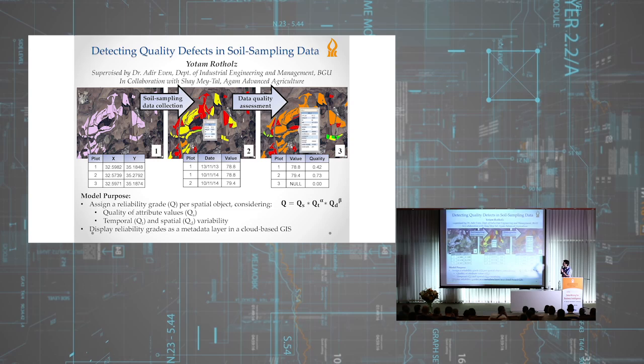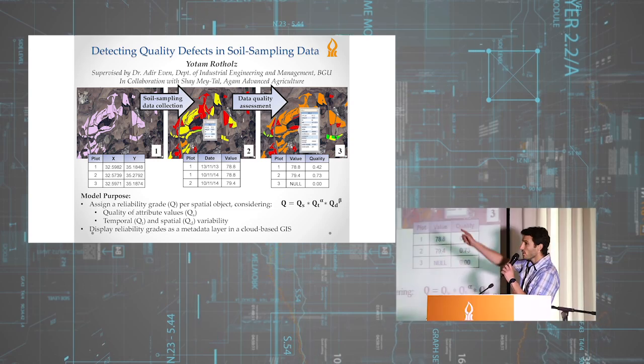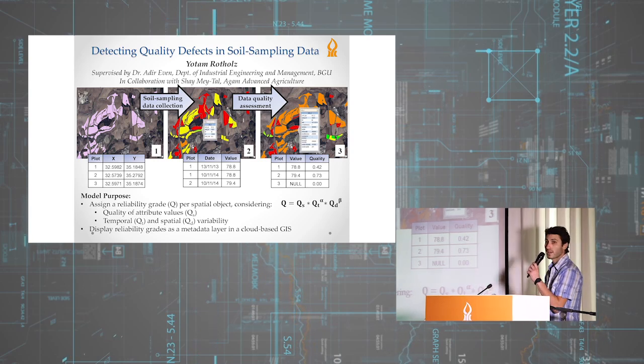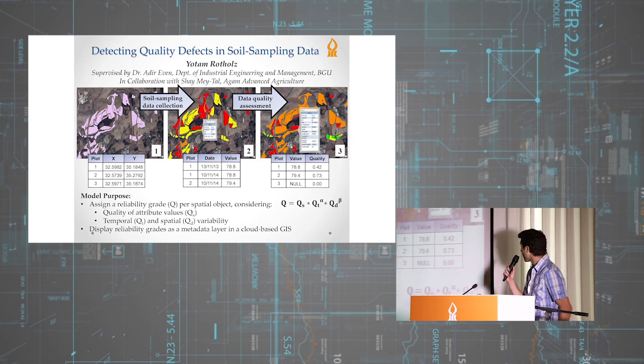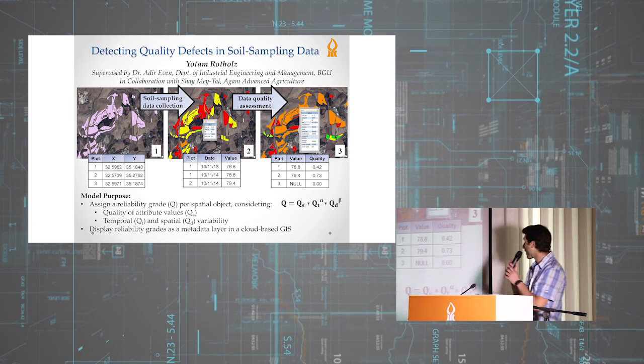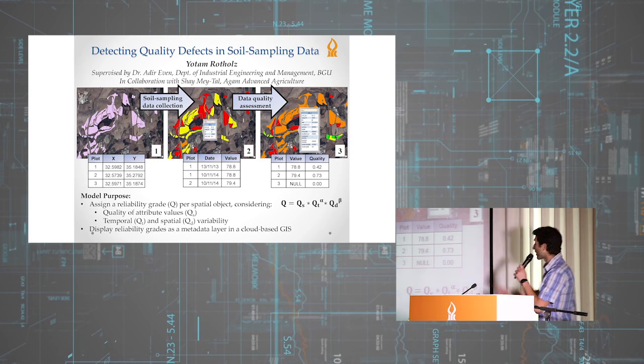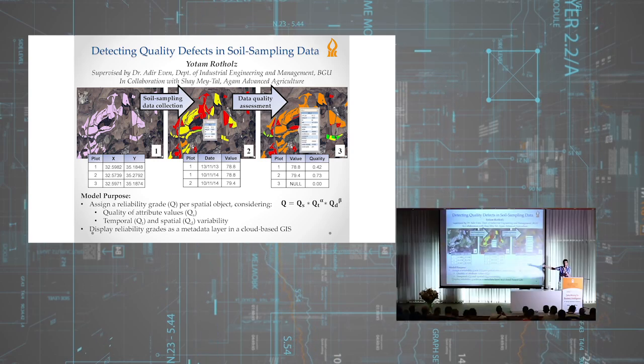You can see here on the slide the plots layer. Then you can see the soil sampling layer relating to one of the attributes in the dataset. And eventually, there are the model results, which are the reliability grade for each spatial object. In the first plot, there is a repetitiveness, which may be derived from a copy-paste phenomenon. Eventually, the metadata layer may support farmers in decision-making about which samplings are reliable and which are not.